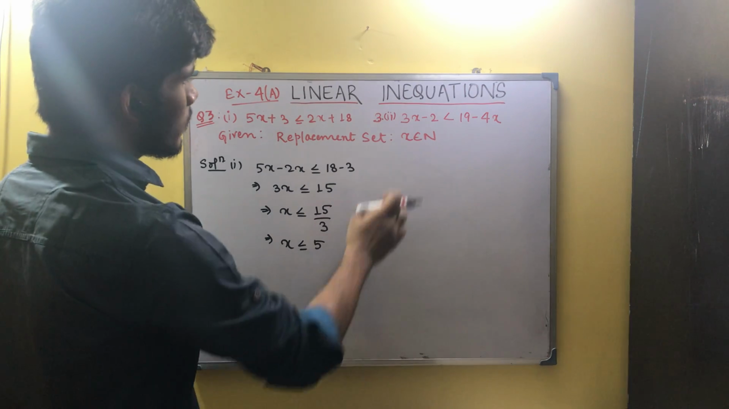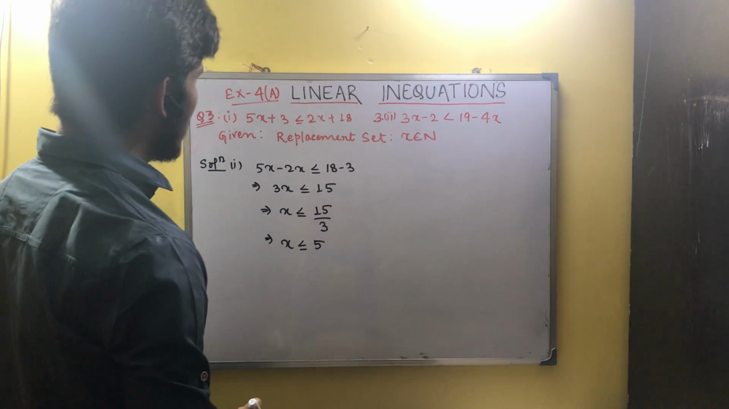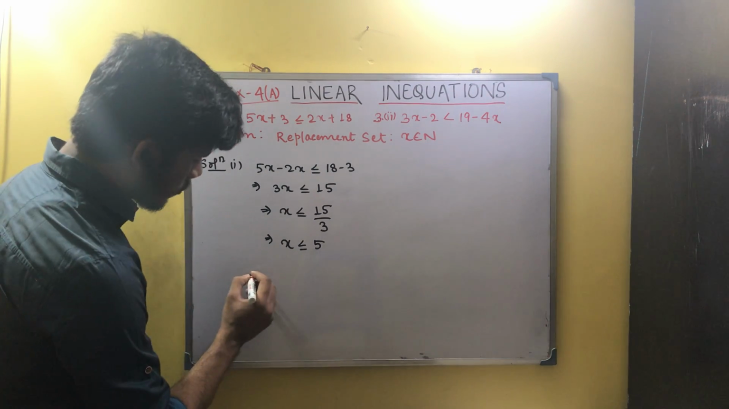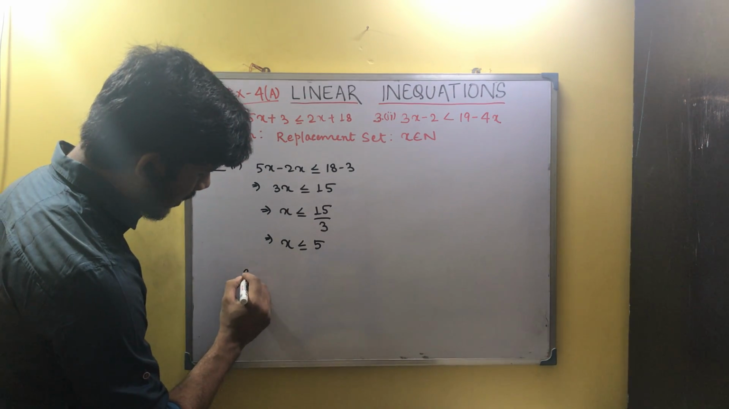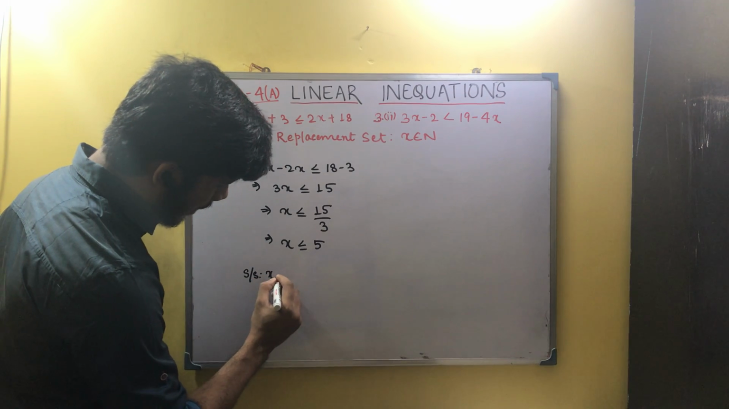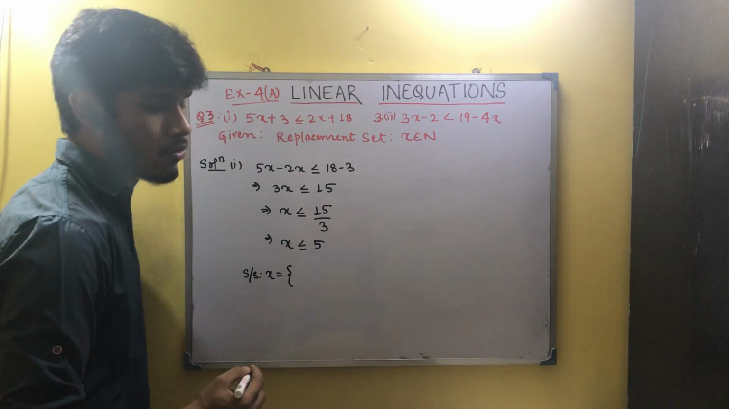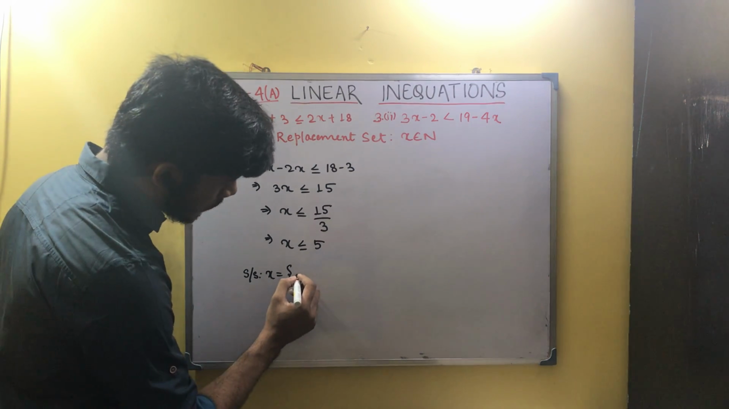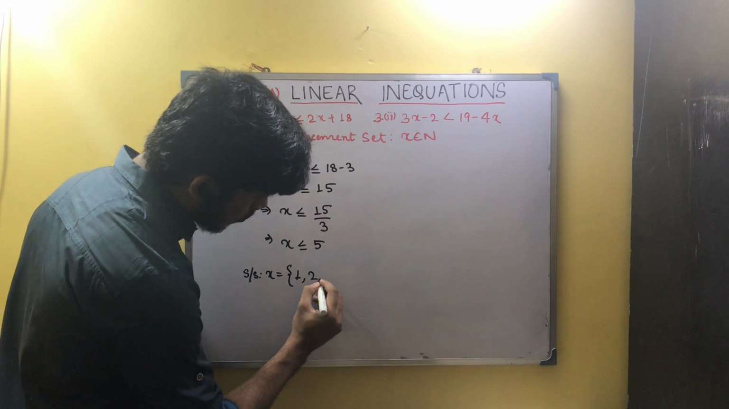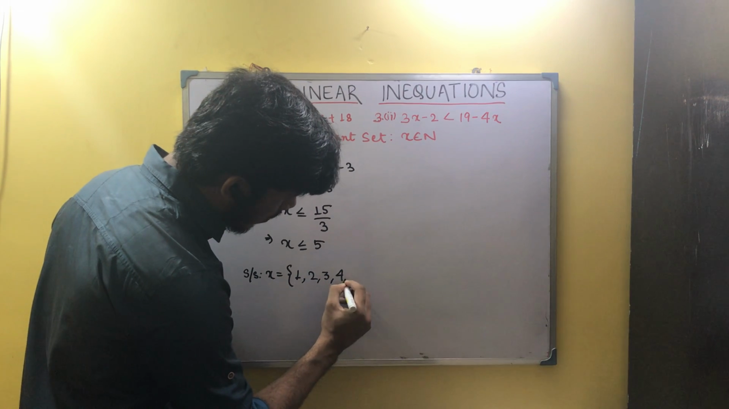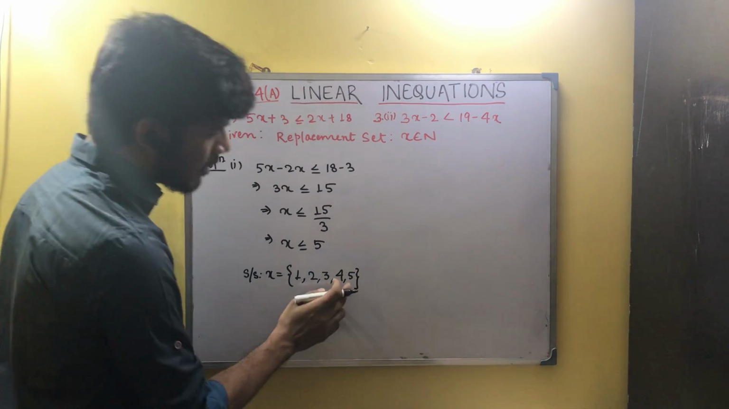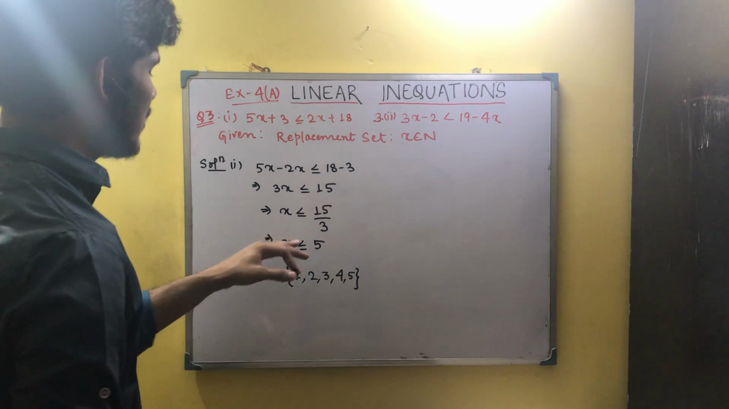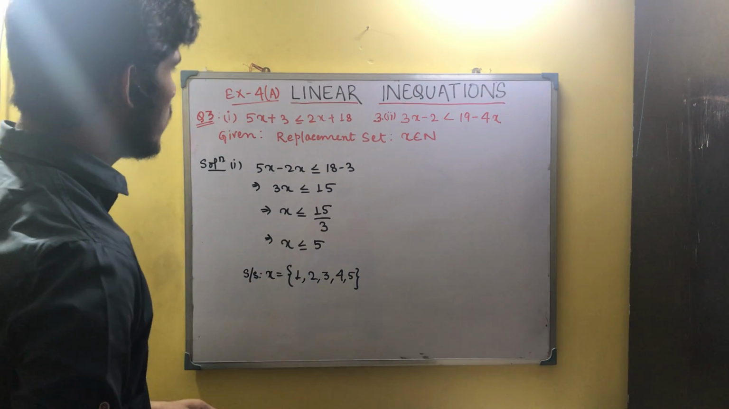Now if x belongs to natural numbers, that is the replacement set, then what are the possible values for this inequation? The solution set. Now the solution set would be x equals to what? 0 is not a natural number and negative numbers are definitely not natural numbers. So the first value will be 1, then 2, then 3, then 4 and then 5, because we have the equality sign in the sign of inequality here. That is x is less than equals to 5.